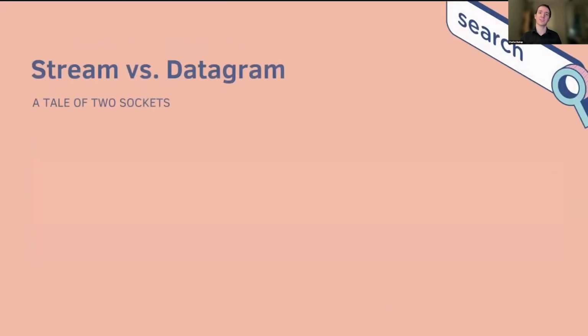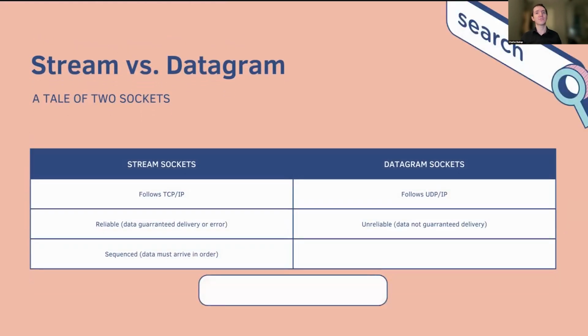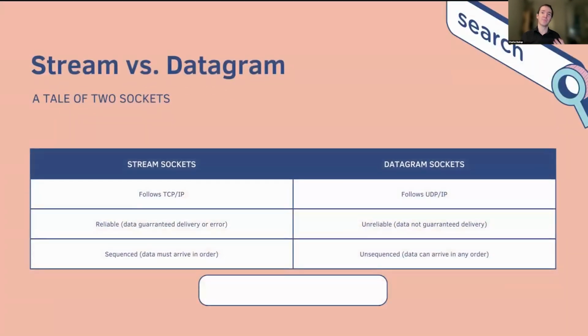Now, datagram sockets, on the other hand, are not guaranteed delivery to their final destination. They also do not care about the ordering. So if you send A, B, C, the server would be just fine with receiving A, C, B. And for this reason, it's considered not sequenced and not reliable.